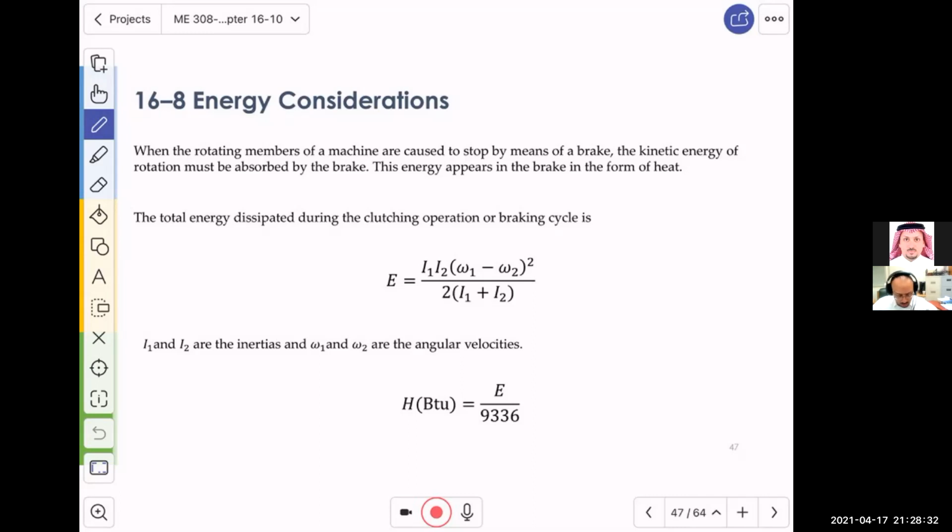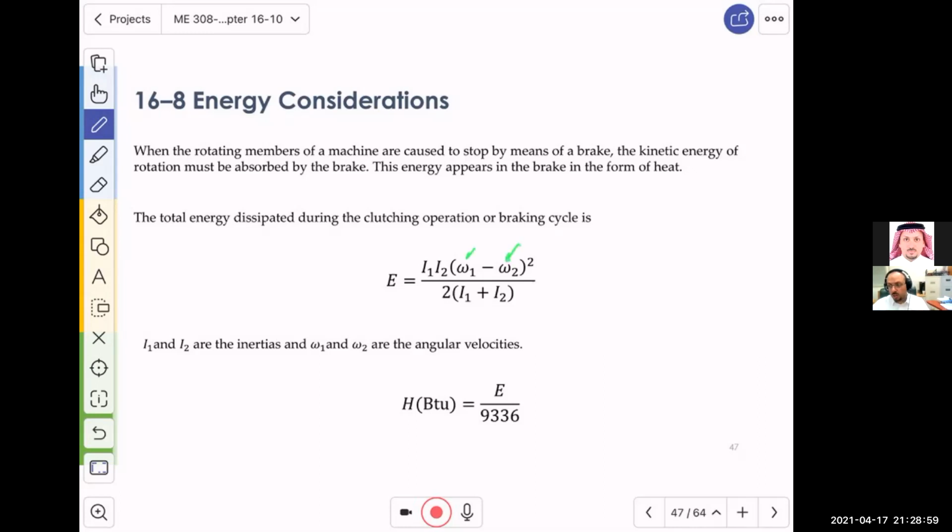When the rotating members of a machine are caused to stop by means of a brake, the rotational kinetic energy must be absorbed by the brake. And that energy appears in the brake in the form of heat. Now, the total energy dissipated during the clutching operation or a braking cycle is the energy E, which is equal to I1 I2 multiplied by omega 1 omega 2.